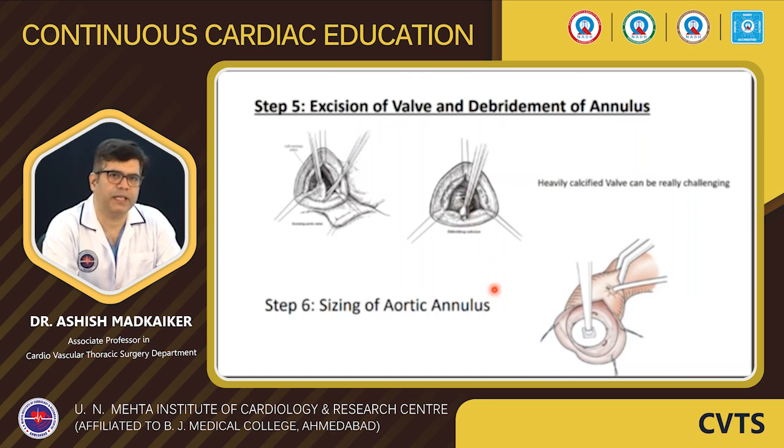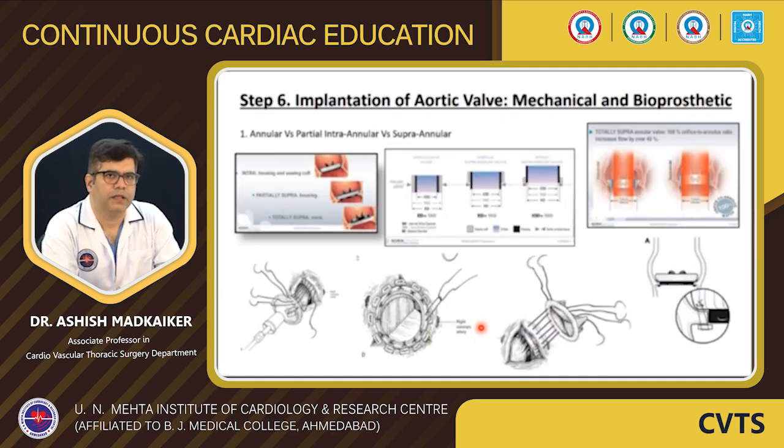The next step is to size the annulus. Now it is important to use the sizers of the same manufacturer of the valve that we are going to use for our valve replacement. Coming to the next step, I will implant the aortic valve in the annulus that we have already debrided and sized. Now there are certain things that I would like to highlight at this point.